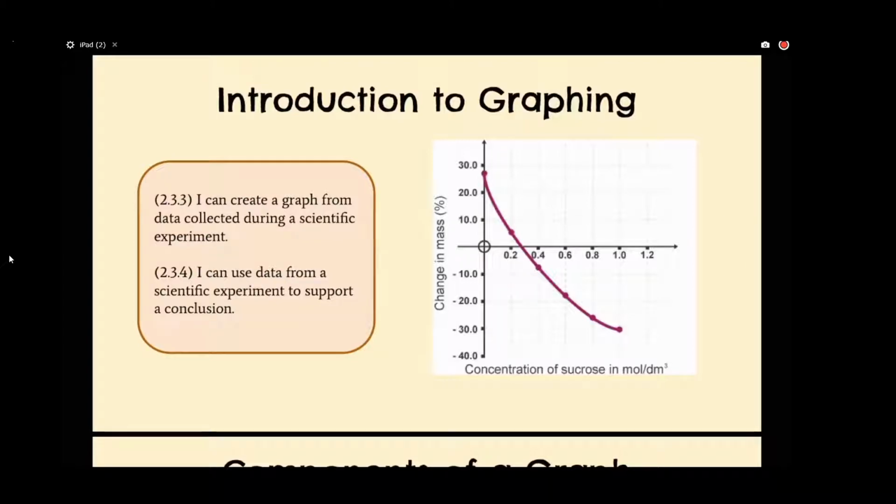Today we're going to talk about graphing. So we have two goals. They're both in Priority Standard 2, experimentation. First, we want to make sure that we're all able to create a graph from data obtained in an experiment. And then we want to make sure that we're working towards being able to analyze that data in order to make sure it's supporting our conclusions.